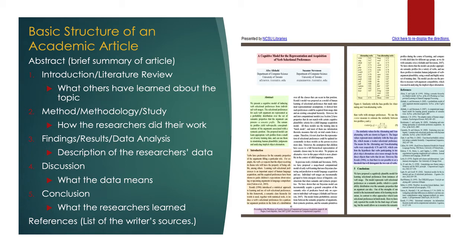And then usually after the method or the methodology, you'll find a section that might be called the findings, the results, the data analysis. It will have some sort of title about that. And this is basically just a description, a very detailed description usually of the researcher's data. It'll show you when they did their research, it gives you the specific information that they learned. And often in this findings section, they'll include a lot of charts and tables and numbers and graphs.